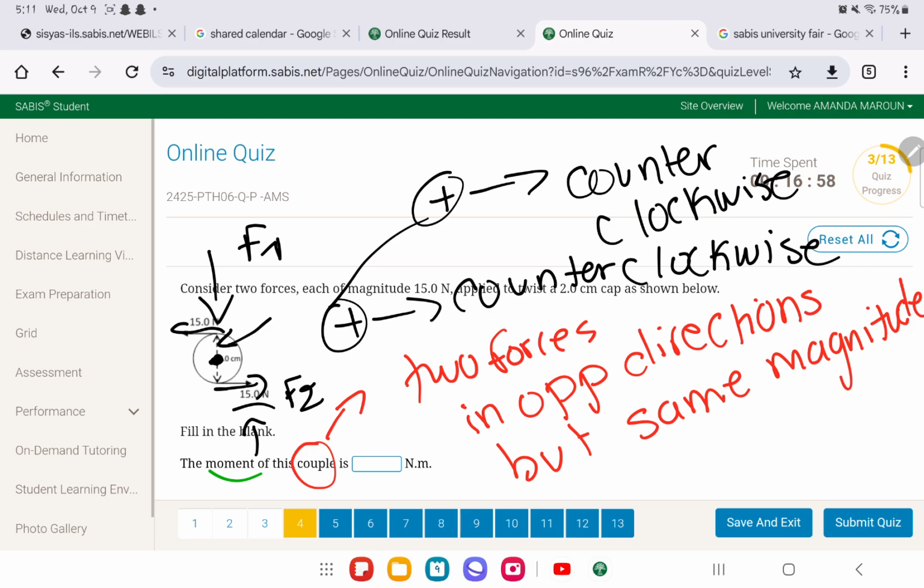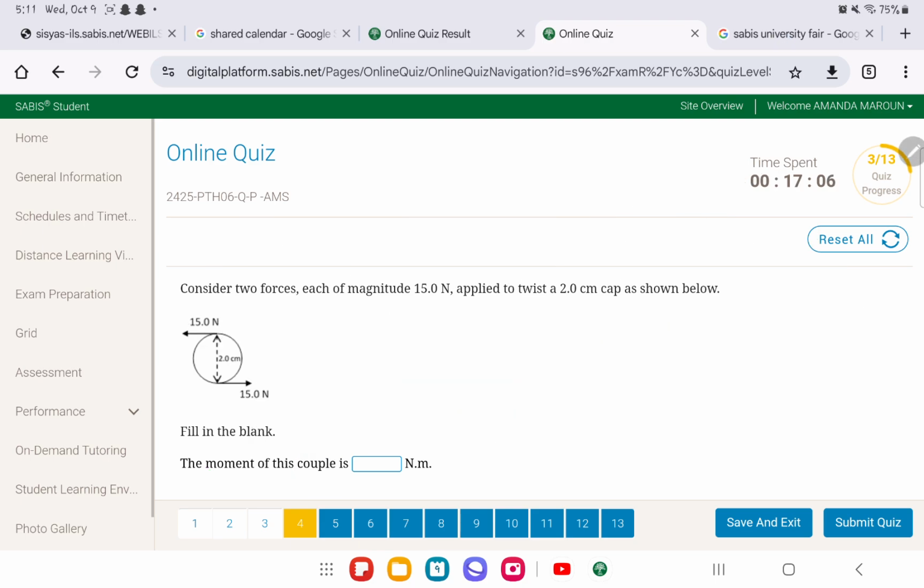So this is what we call a couple. They also have to have the same magnitude, by the way. That's why you apply the same force on both sides of the bottle cap. Now, they're asking us for the moment. Moment means we're not choosing positive or negative, it's only positive, of this couple.